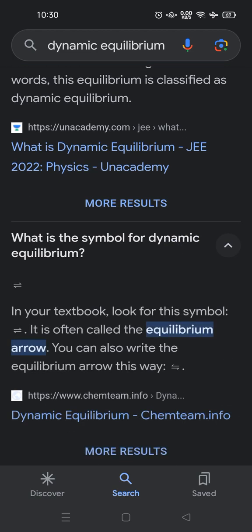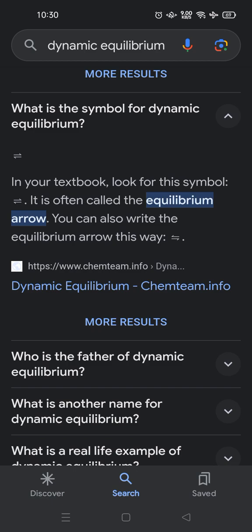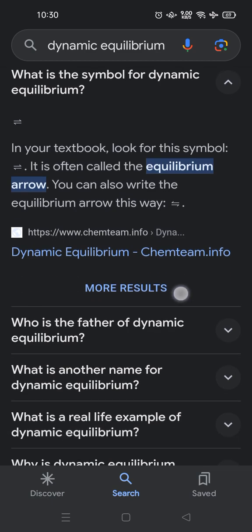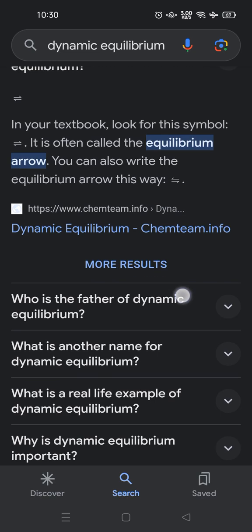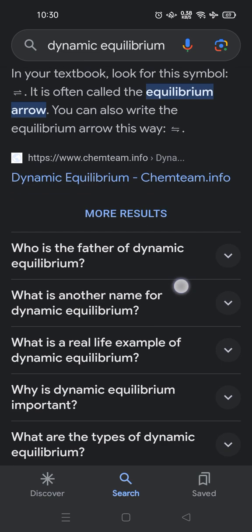What is the symbol for dynamic equilibrium? In your textbook, look for this symbol. It is often called the equilibrium arrow. You can also write the equilibrium arrow this way.